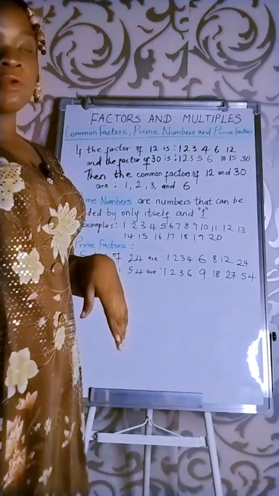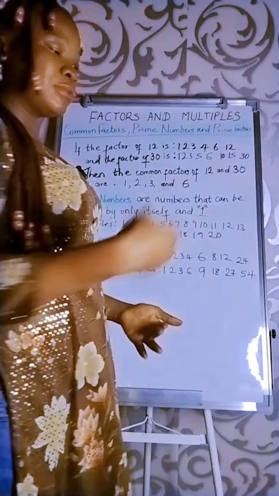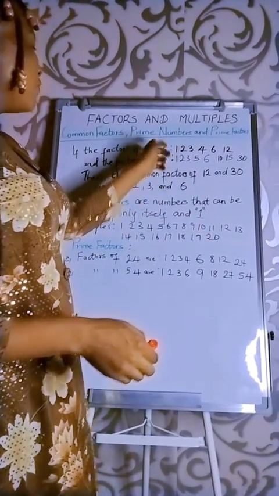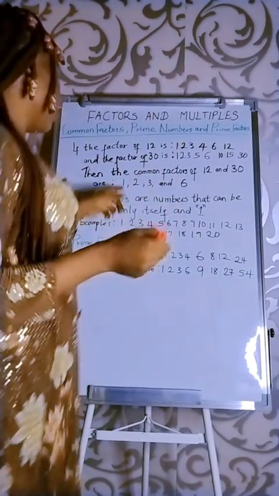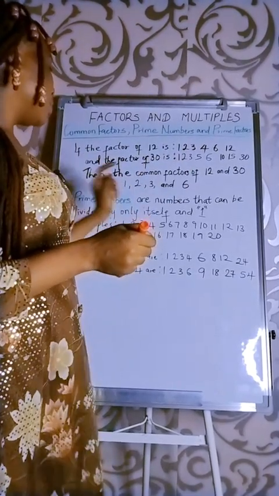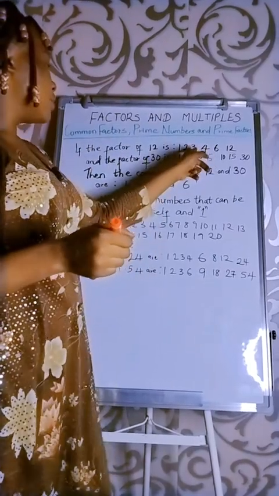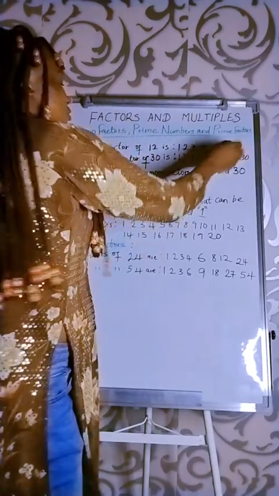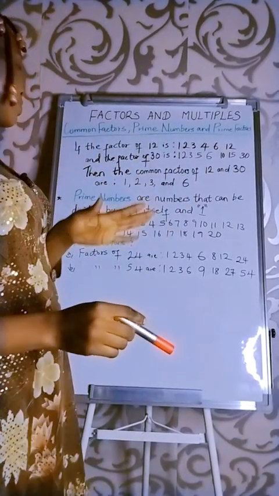When we say common, what we mean is something that is here and here, that is at both sides. So in these two numbers, 12 and 30, these are the factors. What are the common factors that we see there? One, there is one in 12 and there is also one in 30. We have 2 and 2. There is 2 at both sides. There is 3 at both sides, and finally 6. Other numbers like 4, 12, 5, 15, and 30, they are not common. They are just on one side.